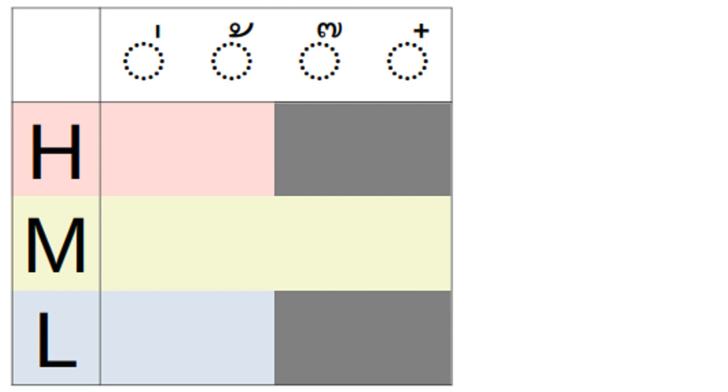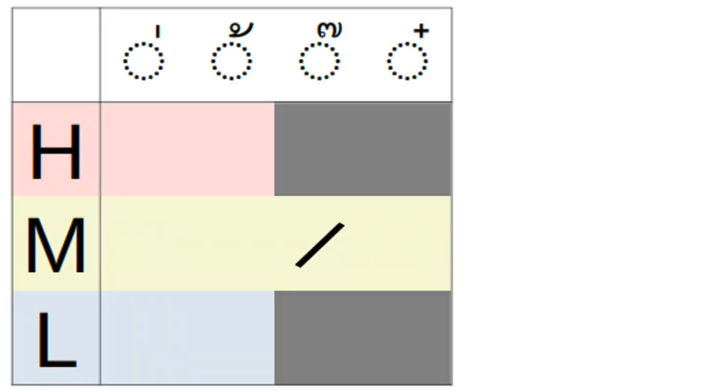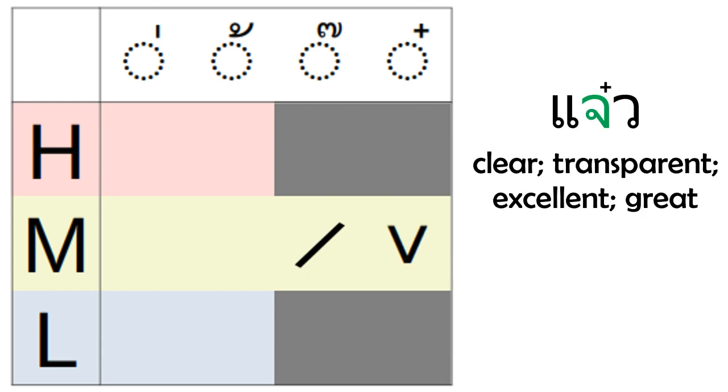Let's start with Mai Tri. This one is simple. It always means a high tone. Yeah, it's just that. It's really the simplest rule you can have here. That's Mai Tri. And now we have Mai Chattawa. This is simple too. It always means rising tone.